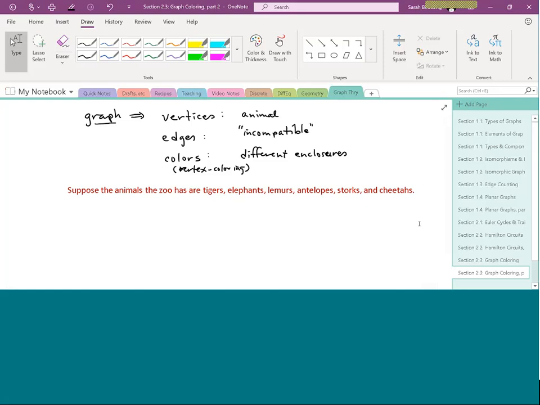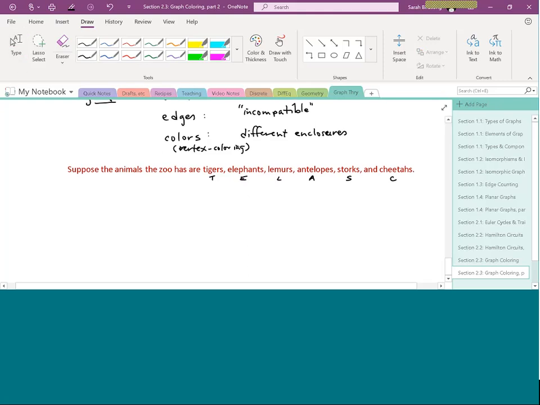Now, what I will do is instead of writing out the full names for all of these animals, let's label them. One of the things I did when I came up with these names, besides just picking some random animals that I thought of, since it's been ages since I've been to a zoo, was strategically pick animals whose names started with a different letter of the alphabet. So tigers will be represented with a T, elephants with an E, lemurs with an L, antelopes with an A, storks with an S, and cheetahs with a C. And I'm going to assume we can figure out if there's some sort of incompatibility with these guys.